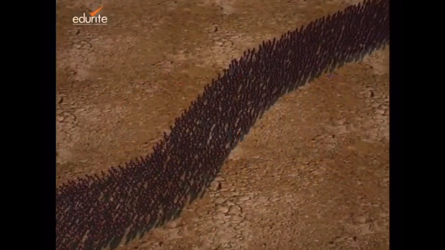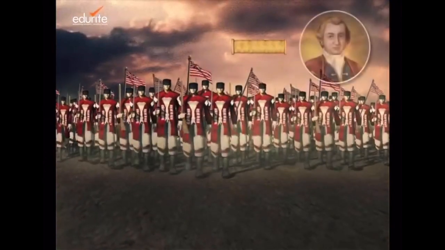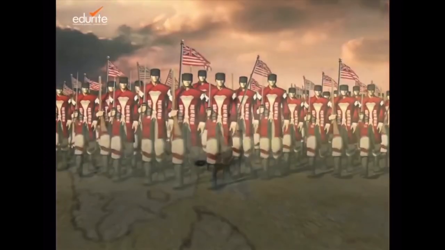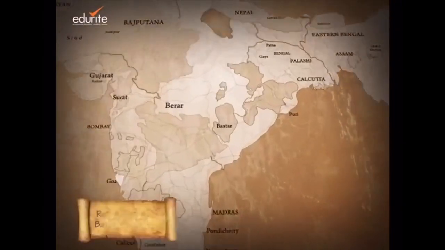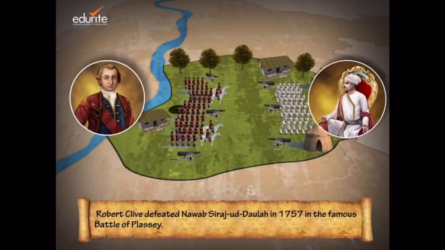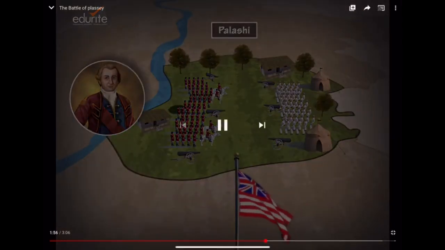To aid the company, armed forces were sent from Madras under the leadership of Robert Clive. The company's naval fleet was also sent. Robert Clive defeated Nawab Siraj ud-Daulah at a place called Palashi in 1757 in the famous Battle of Plassey.